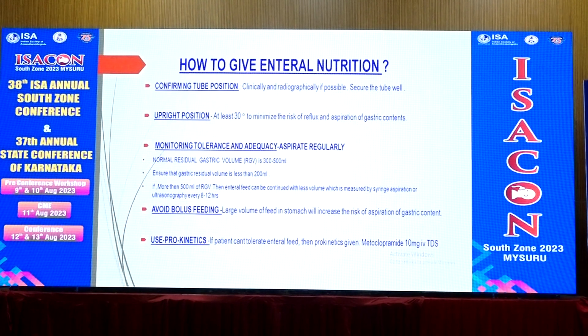How to give enteral nutrition? Confirm the tube position, clinically or radiologically, and keep the patient in an upright position, that is 30 degrees. Monitor the tolerance and adequacy; the normal residual gastric volume is 300 to 500 ml. Ensure that the gastric residual volume is less than 200 ml before giving enteral feeding. If the residual gastric volume is more than 500 ml, then the enteral feed can be continued with less volume, measured by syringe aspiration or ultrasonography every 8 to 12 hours. Avoid bolus feeding. A large volume of feed in the stomach will increase the risk of aspiration, and use prokinetics like metoclopramide.